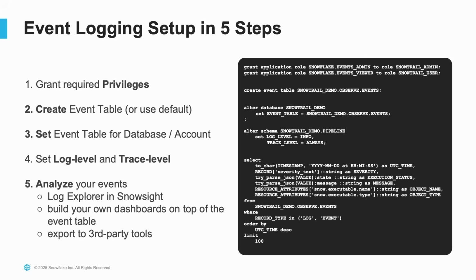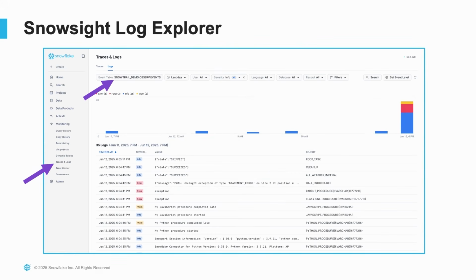Then all you have to do is either log into Snowsight to see all of these events coming in as your pipeline is running, or of course you can build your own dashboards on top of the event table if you want to have your own aggregations or visualizations there. Or you can export these logs to any third-party tool as we're supporting the OpenTelemetry standard. Here's an example what this looks like in the Snowsight Log Explorer. You can find it on the left under monitoring and then traces and logs.